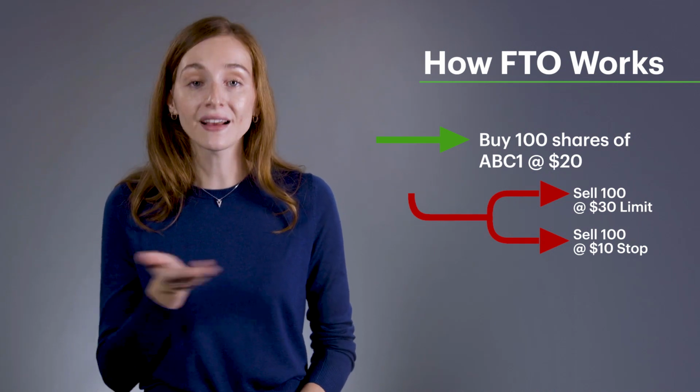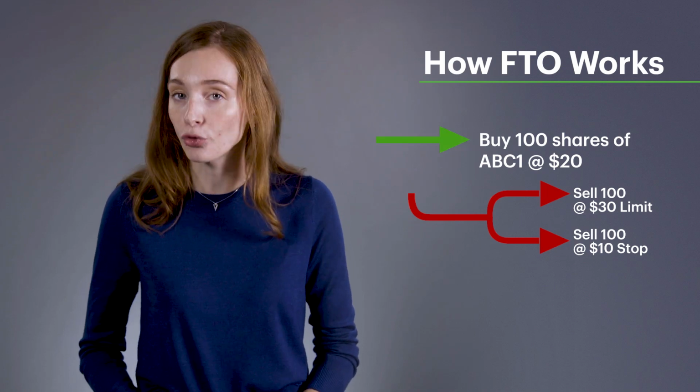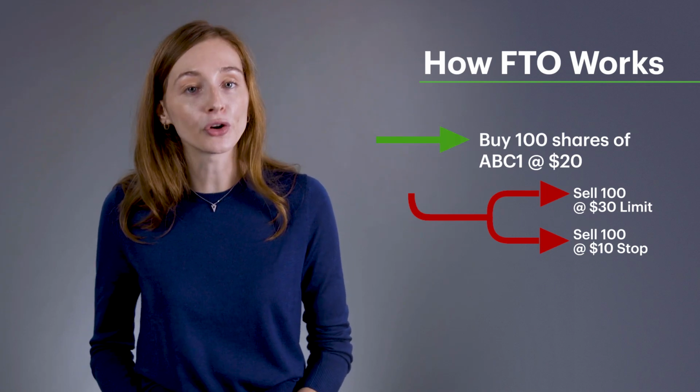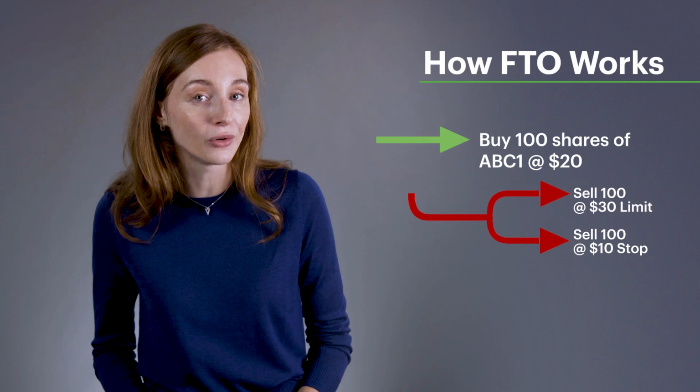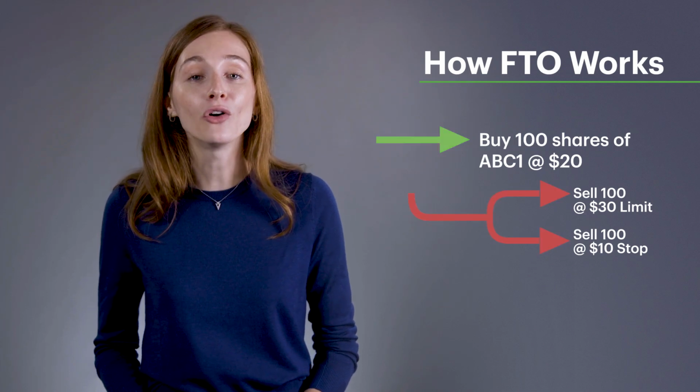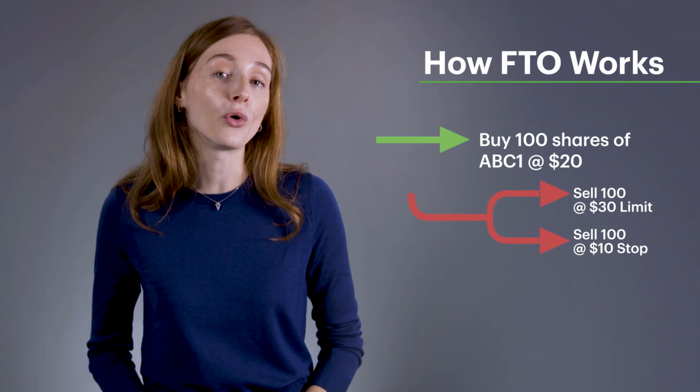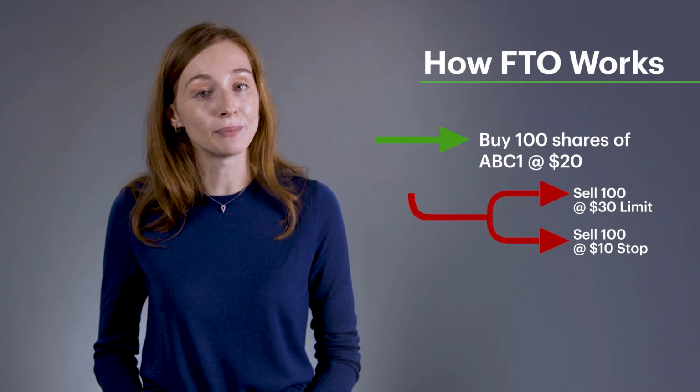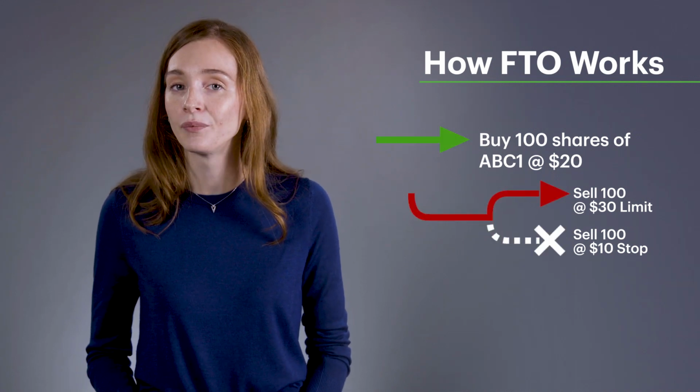Once your first order executes and you buy 100 shares at $20, the second and third orders, which incorporate the OCO, will be activated. The OCO will only fill one of the two orders when their respective order condition is met. The other will cancel.